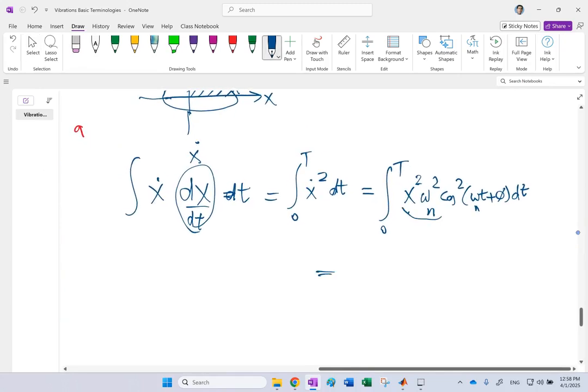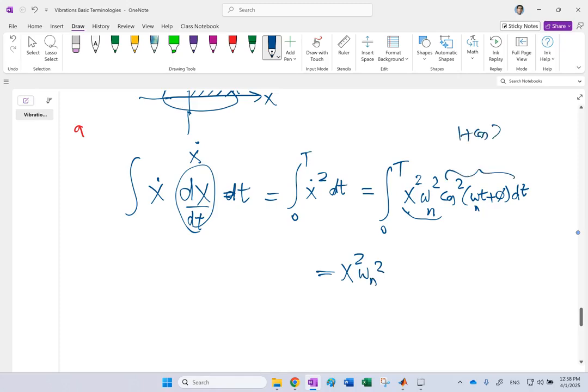Now, clearly, these two have nothing to do with the time, so I can get them out. And for cosine squared, I use 1 plus cosine of 2 times that entity divided by 2. So whatever this one is. And if I integrate 1/2 versus time, I'm going to get t over 2.